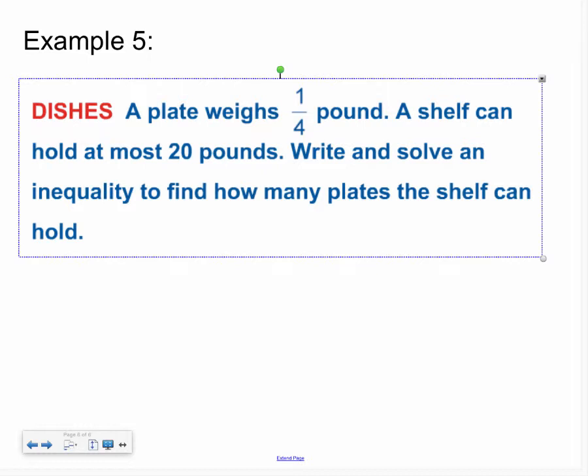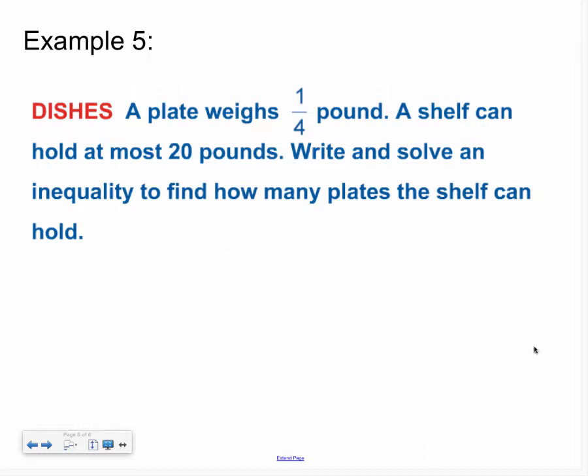Alright, and let's look at our last example. Word problem. We have a plate weighs 1/4 pound. A shelf can hold at most 20 pounds. Write and solve an inequality to find how many plates the shelf can hold. Okay, so let's underline some important details. We want to find the greatest number of plates that the shelf can hold, right?